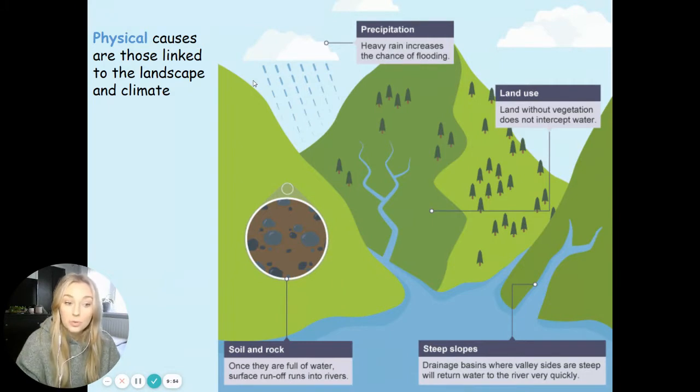So the stores that we talked about a few lessons back, your vegetation, your glaciers, your groundwater, if they're taken away and there aren't any stores and it's just clouds, rain, straight to the river, that's going to cause a flood, because the river can't handle all of its water all at once. It likes to have its water spread out around the drainage basin in different areas.